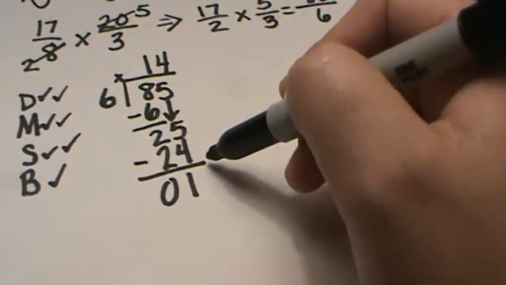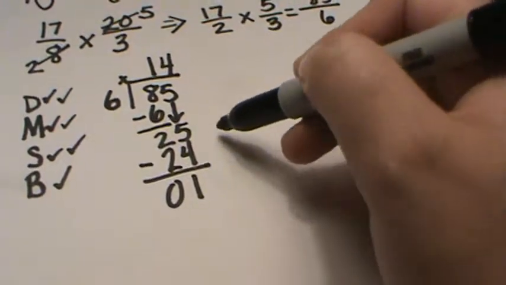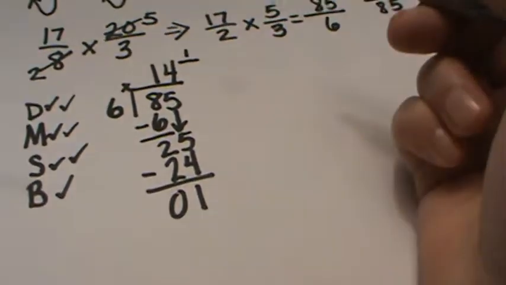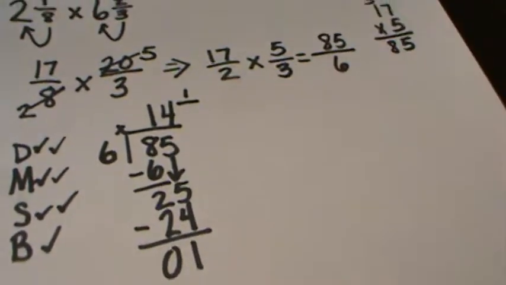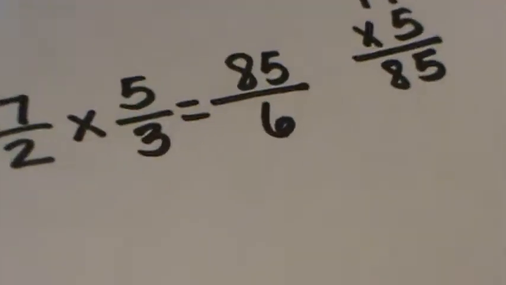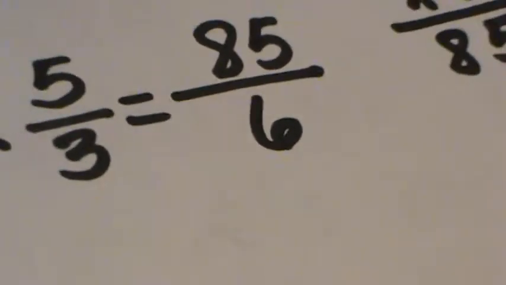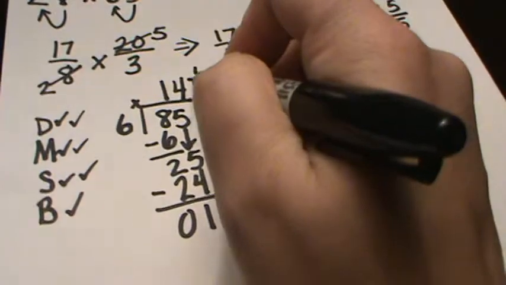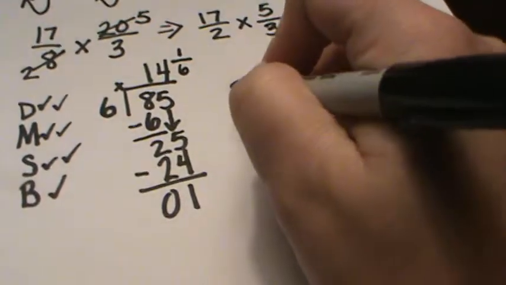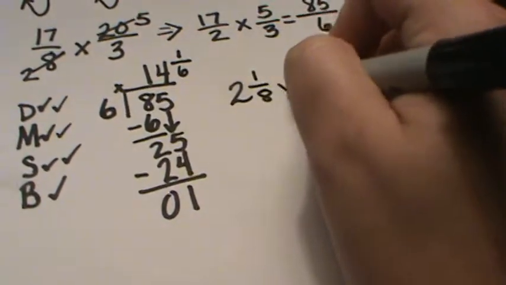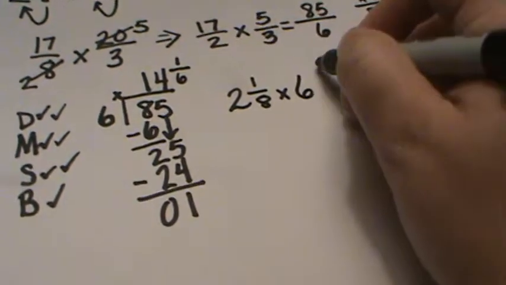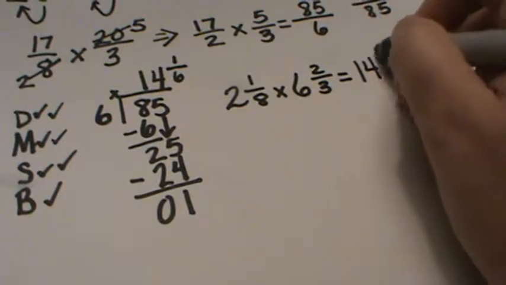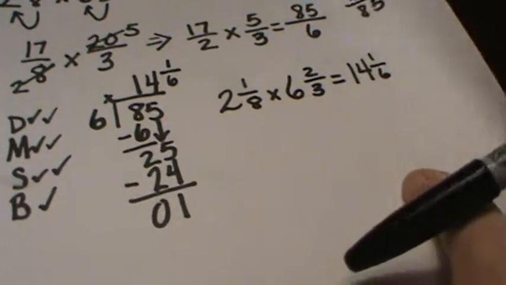Bring down, oh, I have nothing else to bring down, which means I get to bring this up. And I put it as a numerator in a fraction that has the same denominator as our original number. So that original denominator, which was 6, is going to come back here. So 2 1/8 times 6 2/3 equals 14 1/6.